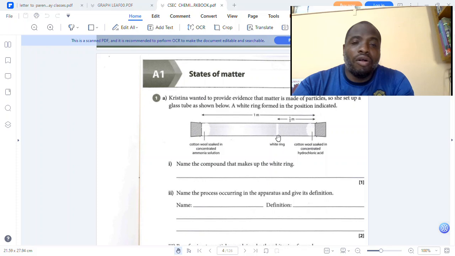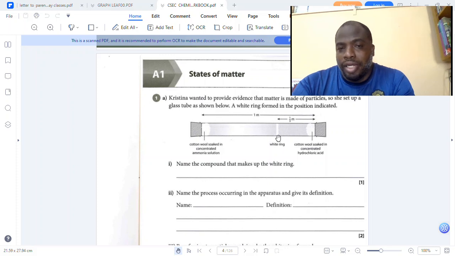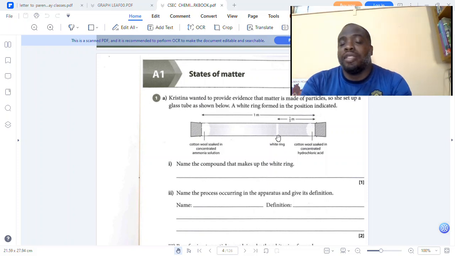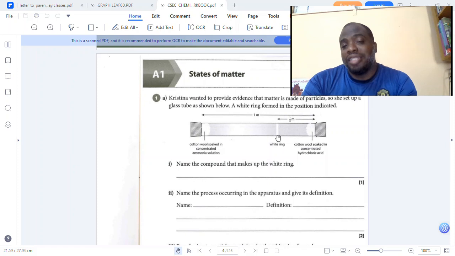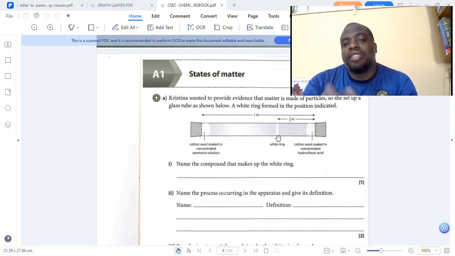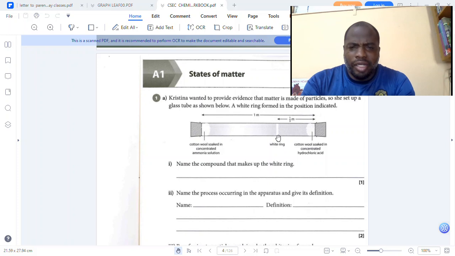Three, they also mention that particles in matter are attracted to each other. So there are some forces of attraction. In the various different states, the attraction may vary, right? And we're going to be looking at that later. And then finally, particles in matter do have spaces between them. And again, the state the matter is in will affect the amount of space that you have between the particles.